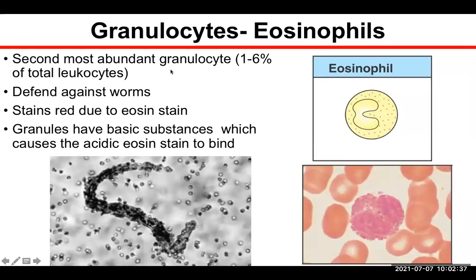The other kind of granulocyte are eosinophils. And so this makes up anywhere from 1% to 6% of all your immune cells that are circulating in your body. And they play an important role when it comes to defending against worms. And so here I have an image of a bunch of eosinophils that are fighting against this giant worm. And so notice, compare the size of the immune cells to the worm.